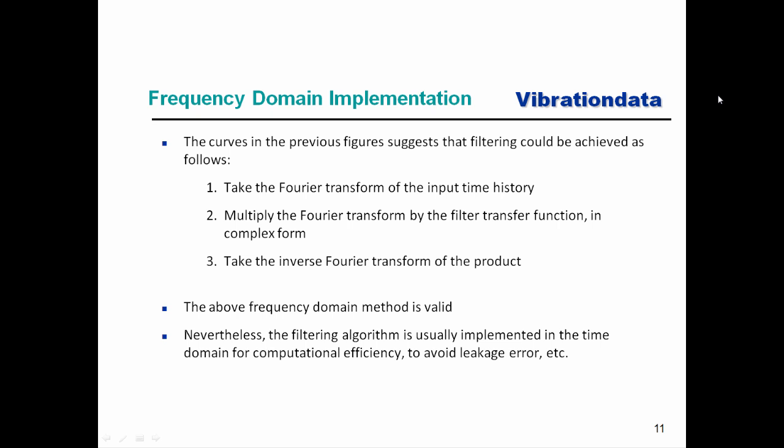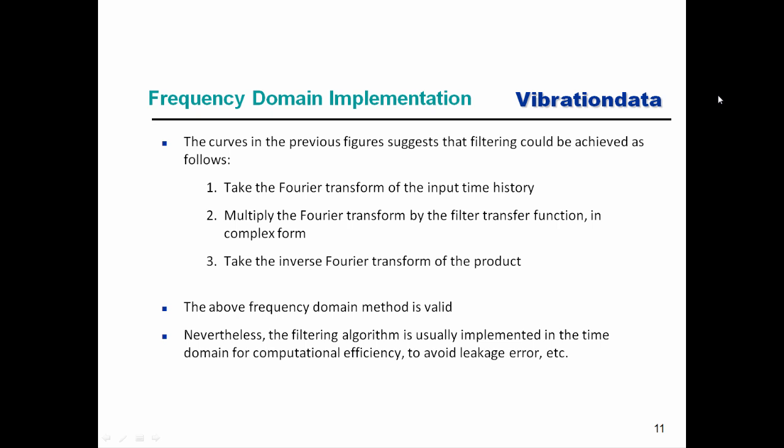Okay, so you might think, we have those transfer functions in the frequency domain, either the magnitude and phase or the equivalent real and imaginary. So how about if we take the Fourier transform of the input time history, and multiply that input Fourier transform by the filter transfer function in its complex form. Then we'll take the resultant Fourier transform and take its inverse, and that will give us our filtered time history in the time domain.